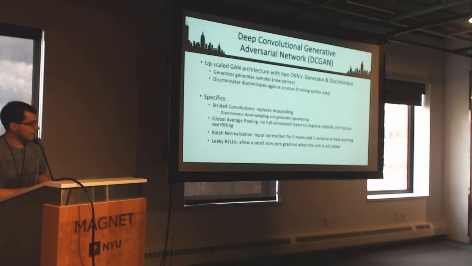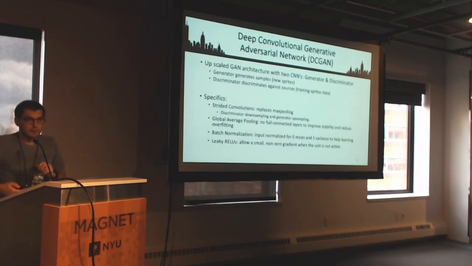Another thing that is more normal is batch normalization, where all the input is normalized with a mean of zero and a variance of one. And instead of using ReLUs, or rectified linear units, it uses leaky ReLUs, which essentially, in the moment when the neuron is not active, instead of giving a value of zero as an output, gives you a small negative value. And in general, using these specifics in the networks helped in obtaining better results.